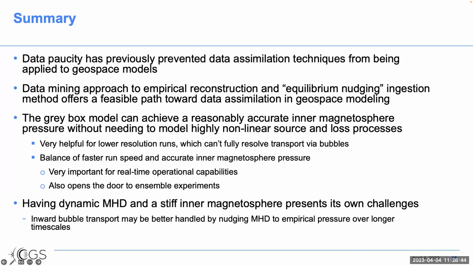But that's something that we're hoping to work on in the future. One potential solution is to nudge the MHD to the empirical pressure over a longer time scale so that MHD is allowed to update its state within that field line region on its own before it's too influenced by the empirical model. Okay, and that's all I have. Thank you.